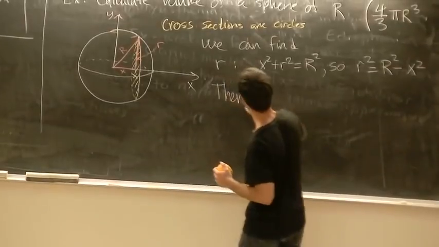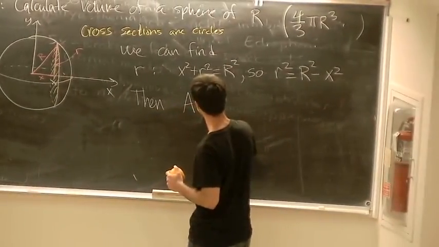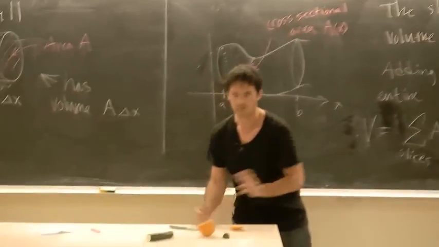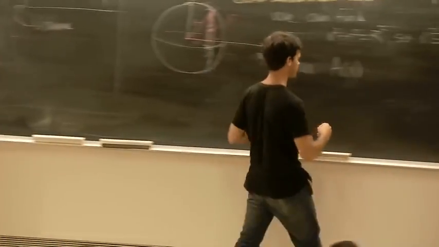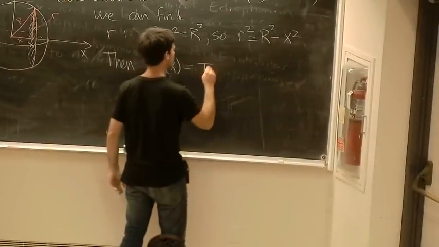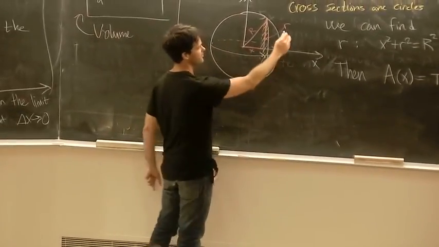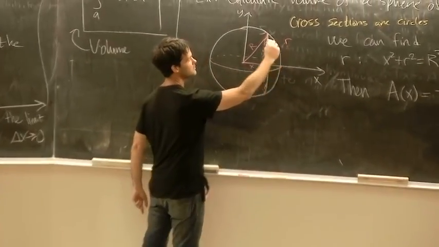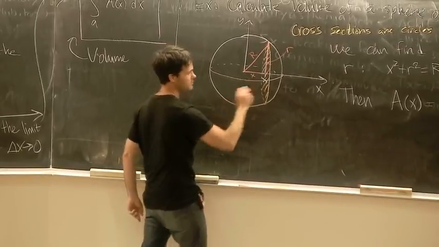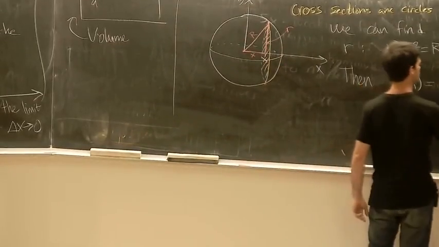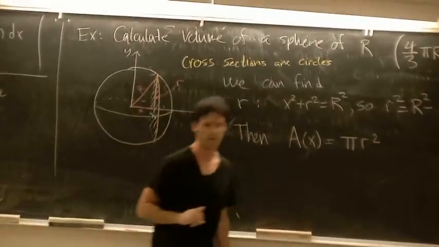Then what's my cross-sectional area? Well, as we've been saying, these are circles. We can take for granted the area of a circle formula. And we already figured out what the radius is. Hopefully you guys can see little r is the radius of the yellow circle there. So it's pi times little r squared.